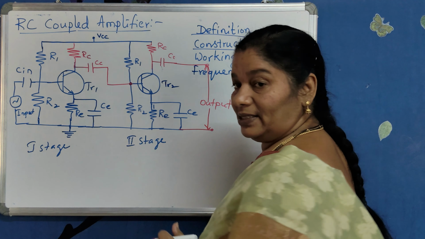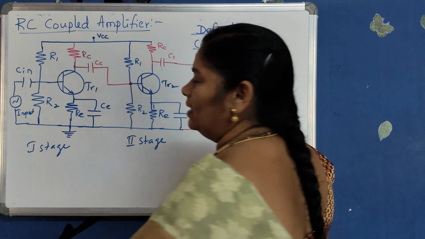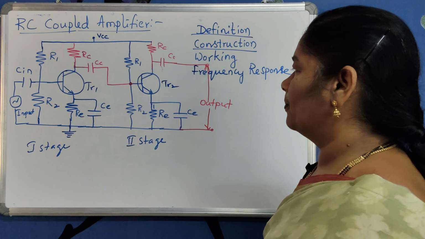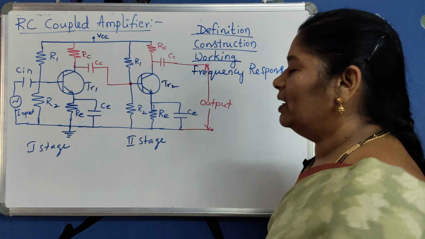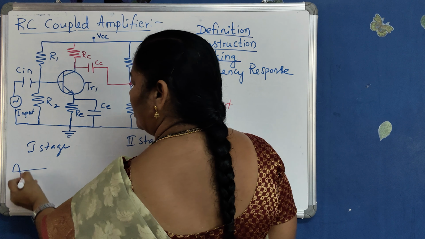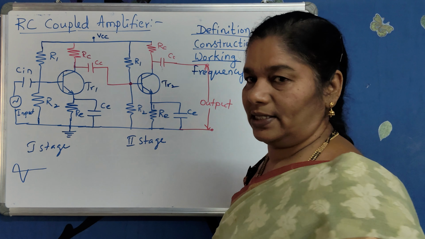RE is the stabilization resistor, C is the bypass capacitor, and C in will block DC and allow AC into the circuit. Now let us go through the working. The weak signal which has to be amplified will be given at the input of the first transistor.